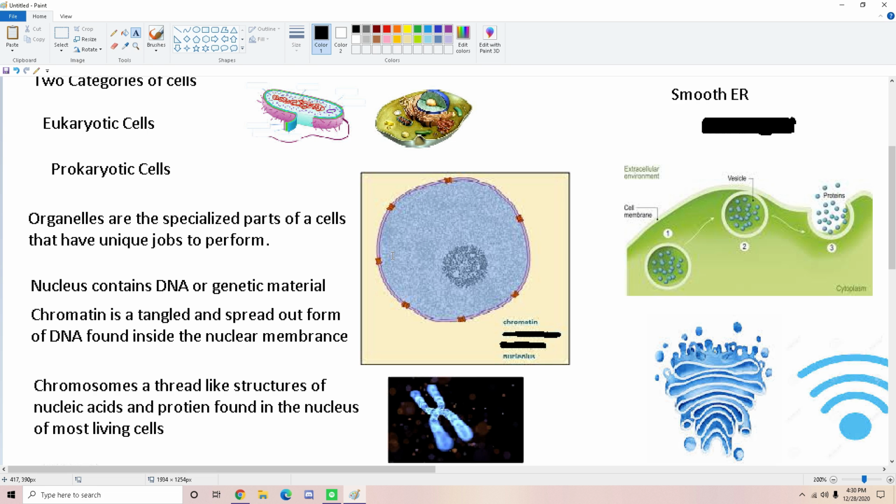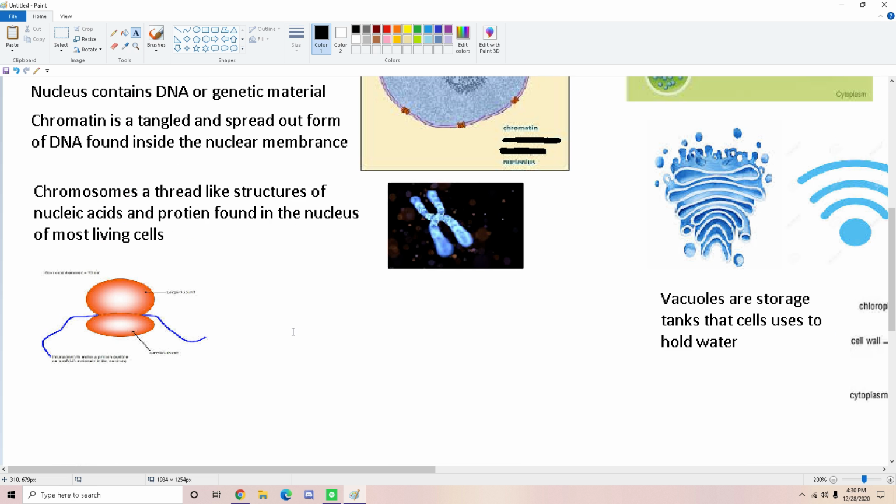And when the cell divides, it changes to a structure named chromosome. A chromosome is a thread-like structure of nucleic acid and protein found in the nucleus of most living cells. The nucleus also contains a nucleolus, which is a structure where ribosomes are made.